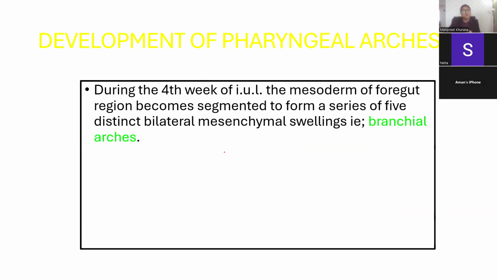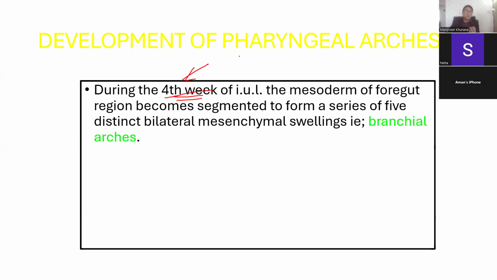Okay. Now, how are these pharyngeal arches developed? During the fourth week of intrauterine life, the fourth week is also very important. In the second week, everything was two, right? We were discussing two germ layers, neuroectoderm and neural crest cells. In the third week, we have most of the things as three, like three germ layers, gastrulation occurred, right? In the fourth week, what is happening?